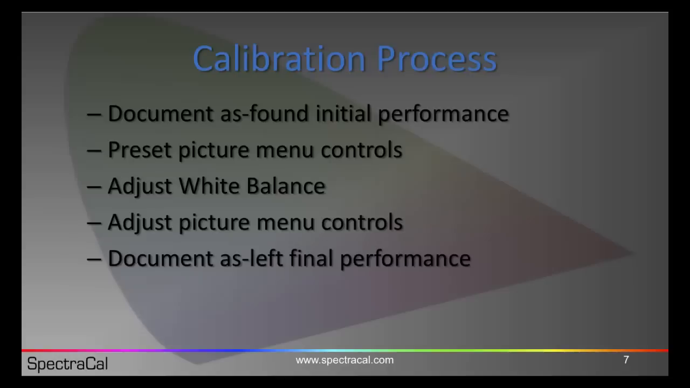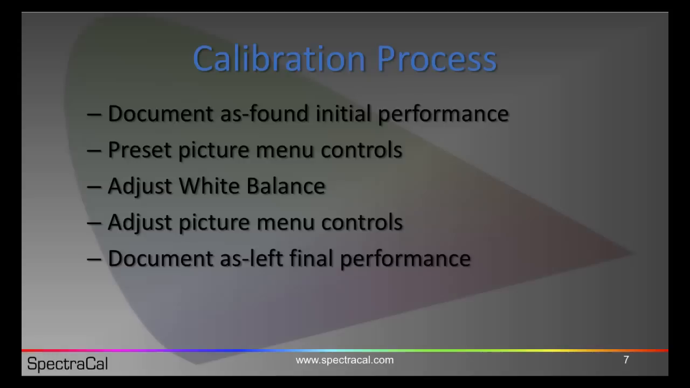The calibration process then consists of a couple of major steps. First of all, we typically will want to document the initial performance of the display as we found it, for documentation purposes, for reporting, or for recording for our own sake. We'll then preset the picture menu controls that I just spoke of, including brightness and contrast and others. This is important because before we perform the next step, the adjust white balance step, these controls need to be very close to their final adjustment in order to get an accurate white balance adjustment.